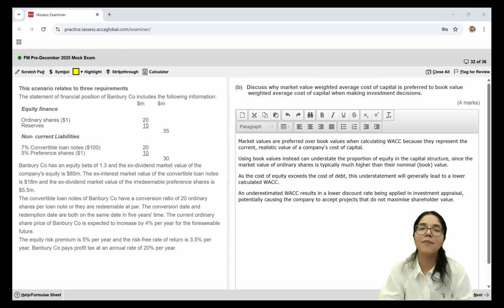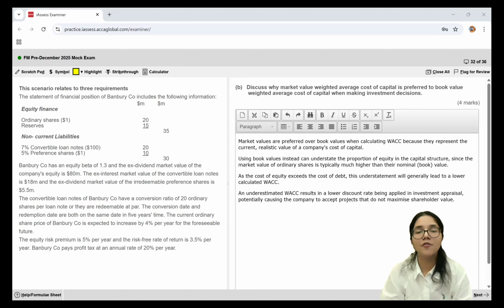And lastly, if my WACC is understated, my actual cost of capital is higher, but according to me, my WACC is, let's suppose, 10%. So maybe I accept those projects which give me an IRR of more than 10%, but because I was using book values, my WACC is understated and actually my WACC is 15%. So I may end up taking wrong investment decisions because of using the book value WACC, and this will not help me maximize the value for my shareholders.